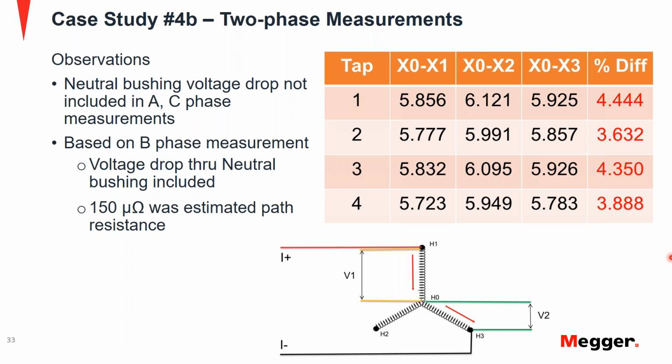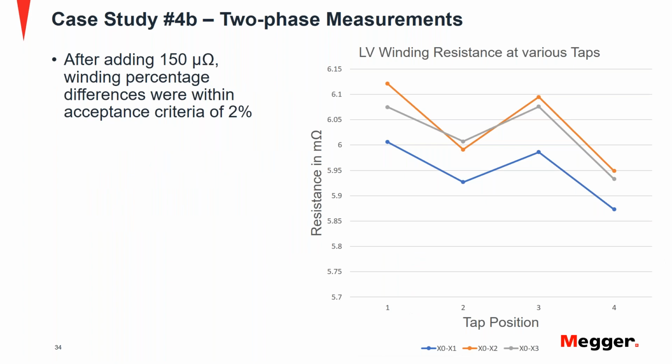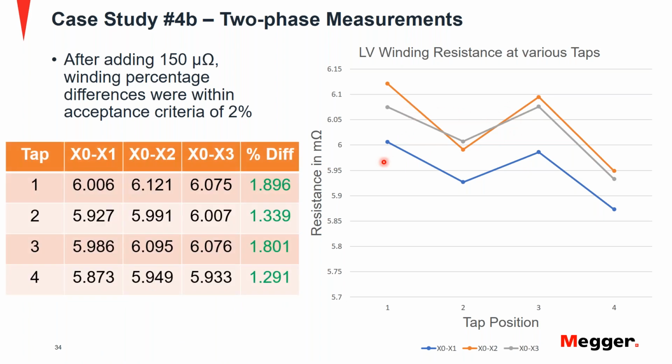And once we realized that, we added 150 microohms to the resistance values for the A phase and the C phase. And based on that, you can see on the right hand side of your screen that both those resistance values now are much closer to each other. So basically, all three resistances are measuring very close to each other. And when we tabulated that information and we calculated the winding differences, all the differences were within specification. So they were within the 2% industry criteria. So here's an example of how applying the right technique and understanding the right winding configuration helped you get an out of spec reading within spec.